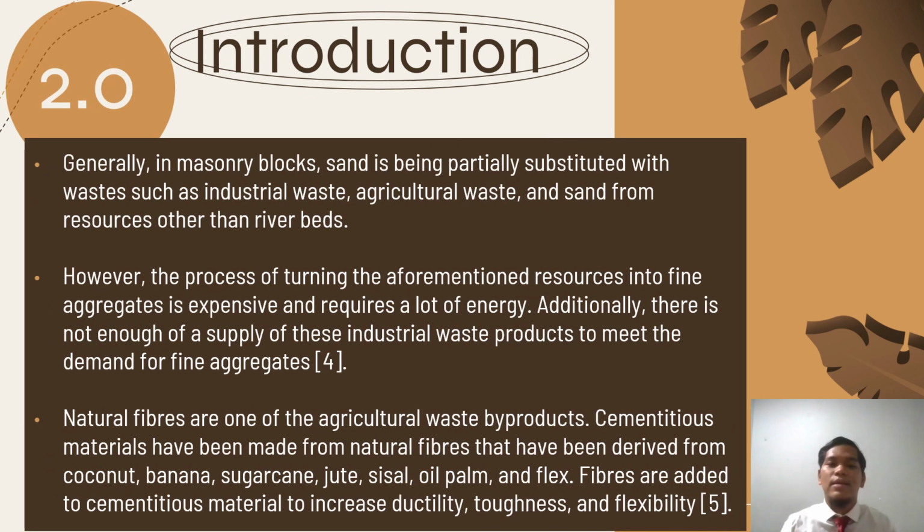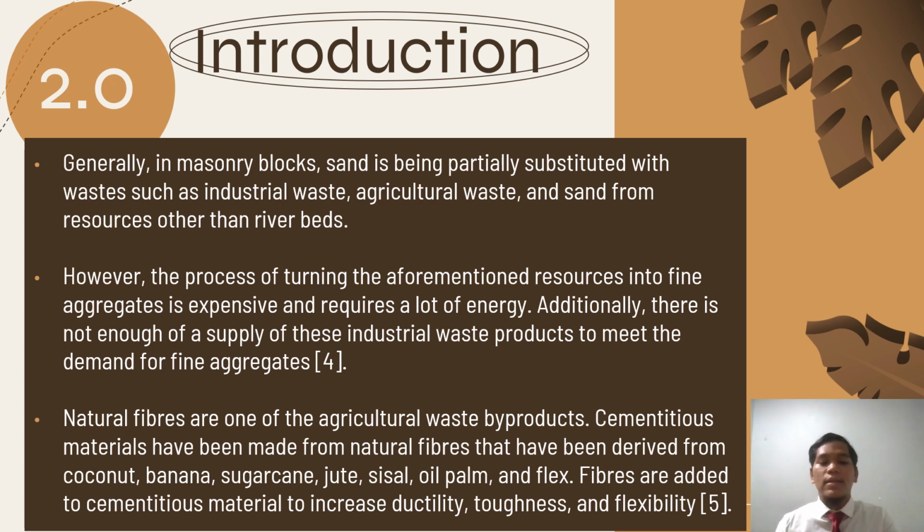Other than that, generally in masonry blocks, sand is being partially substituted with waste such as industrial waste, agricultural waste, and sand from resources other than the riverbeds. However, the process of turning the aforementioned resources into fine aggregate is very expensive and also requires a lot of energy. Additionally, there is not enough supply of these industrial waste products to meet the demand for fine aggregate.